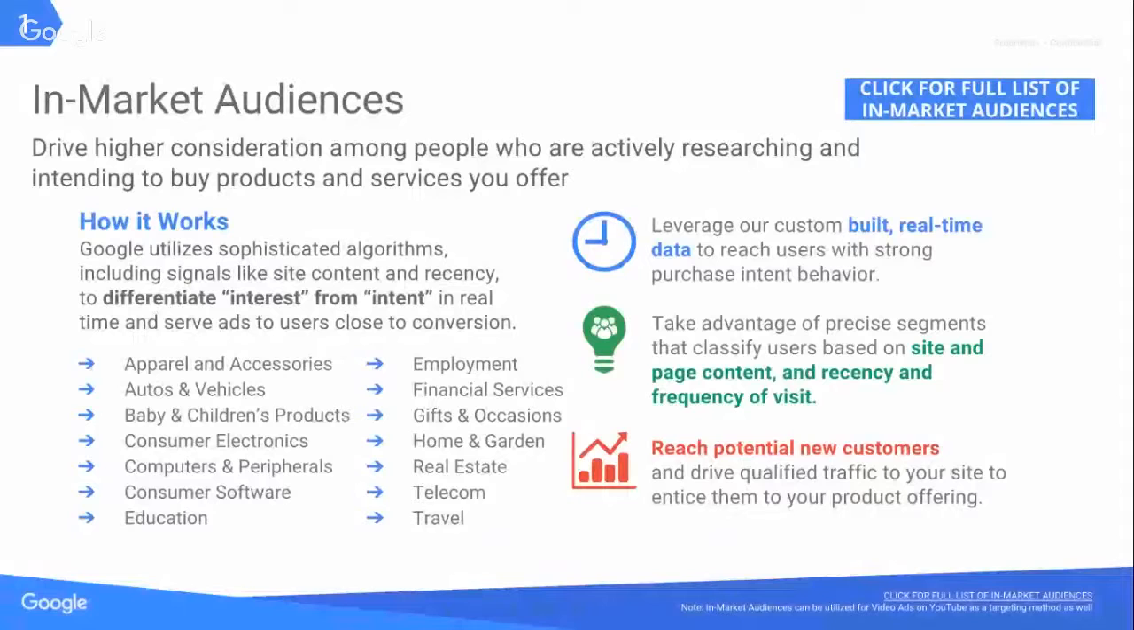Next on the cards is in-market audiences. Now, with its sophisticated algorithms, Google identifies signals like site content and recency and differentiates interest from intent in real time. I repeat, it differentiates interest from intent in real time and serves ads to users who are extremely close to converting. For instance, my husband, as a user, he may not be interested in flowers at all, and he isn't. But around Valentine's Day, his intent was to please me, so he browsed for buying roses online, meaning he was close to conversion owing to his intent and not necessarily his interest in a certain product, which were roses in this case. And here is when in-market audiences come into play.